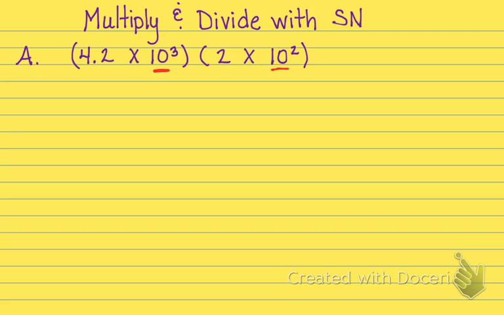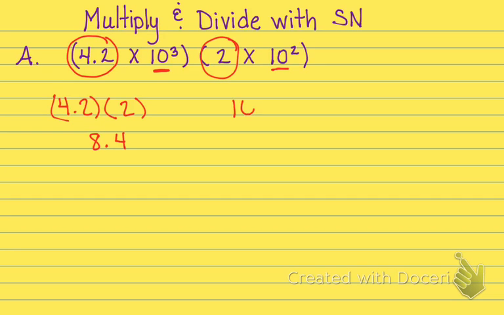So what we're going to do is multiply the numbers by the numbers. We're pulling out 4.2 and multiplying it times 2. You could use your calculator for this or just do some quick multiplication yourself. And we see that we get 8.4. Okay, so the numbers have been taken care of.